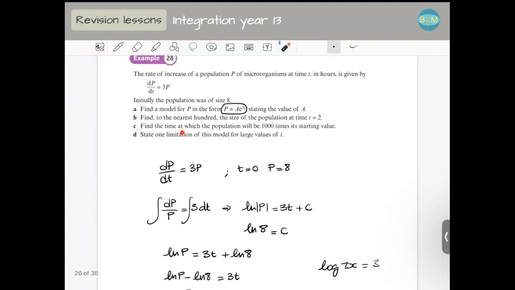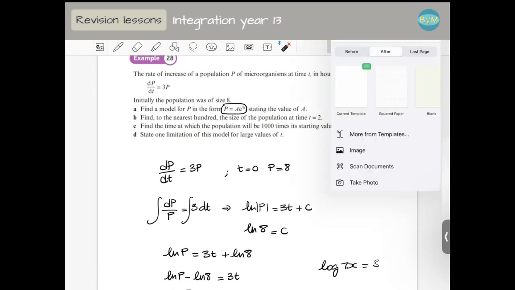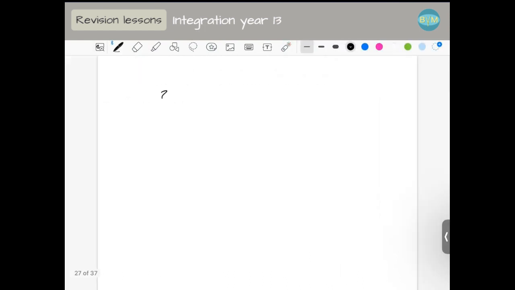Then C, find the time at which the population will be 1,000 times the starting value. The starting value was 8. 1,000 times 8 is 8,000. So I'm looking for when P is 8,000. So I'm going to go to my model and substitute P by 8,000, so 8,000 equals 8e to the power of 3t, and find t. Can you find t, please? Yeah, I now know P. Before I knew the time and I needed P, now I know P, I need the time. So these questions are quite similar.